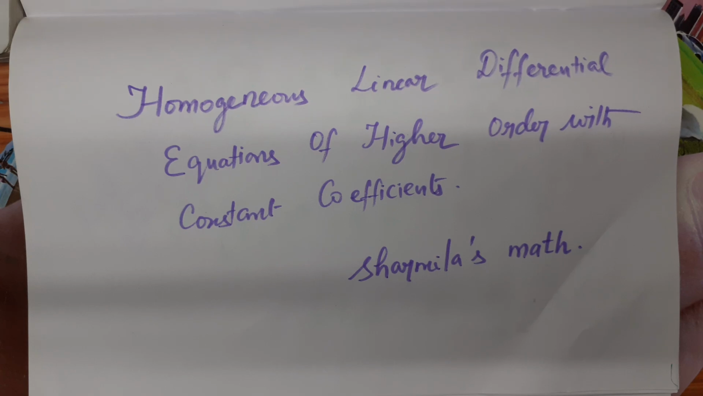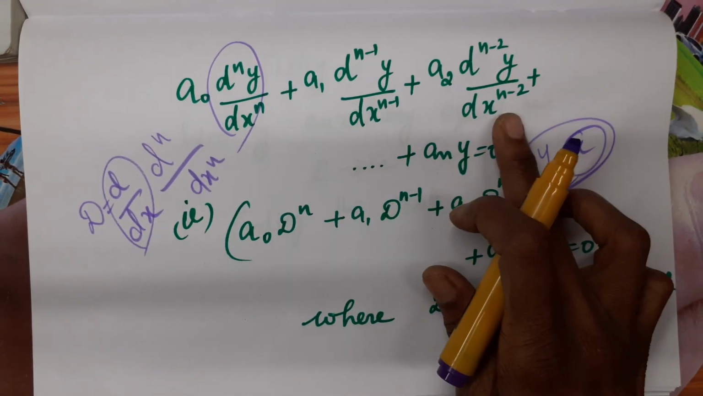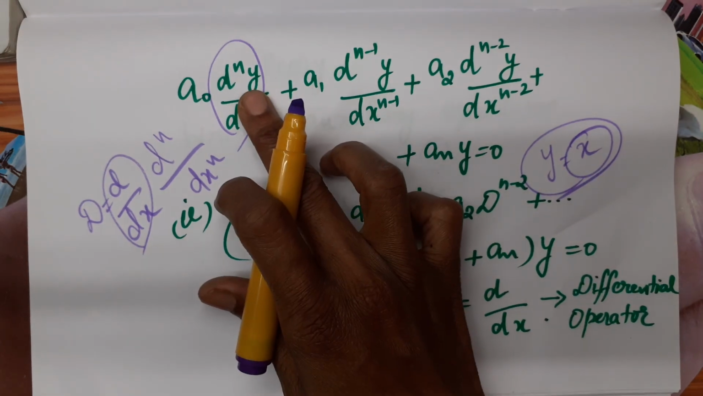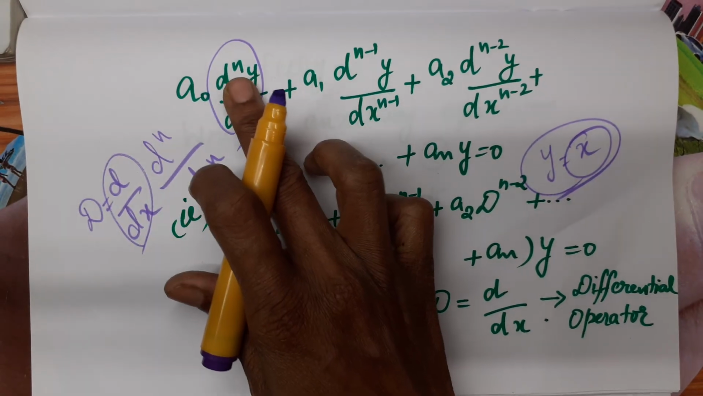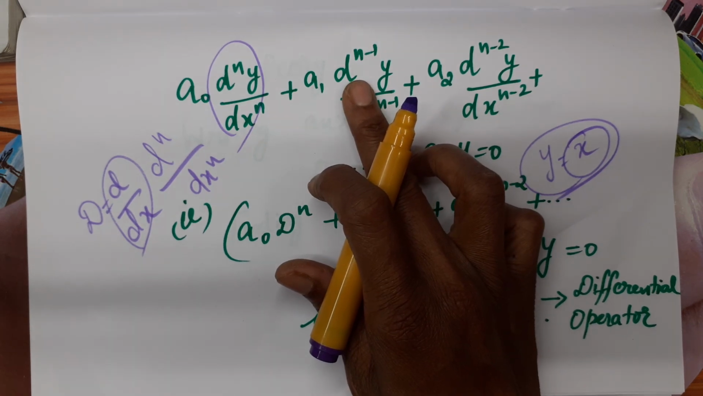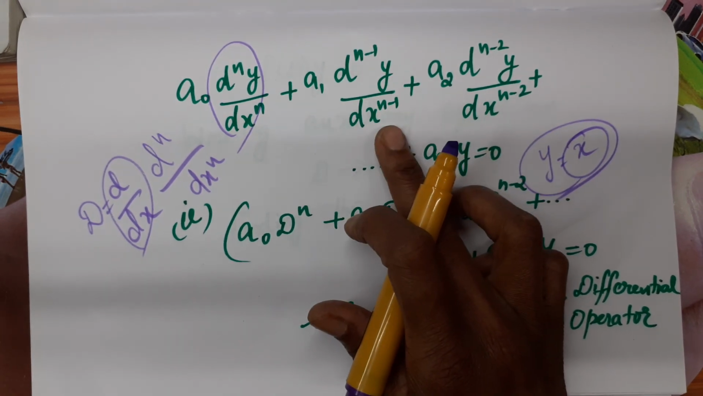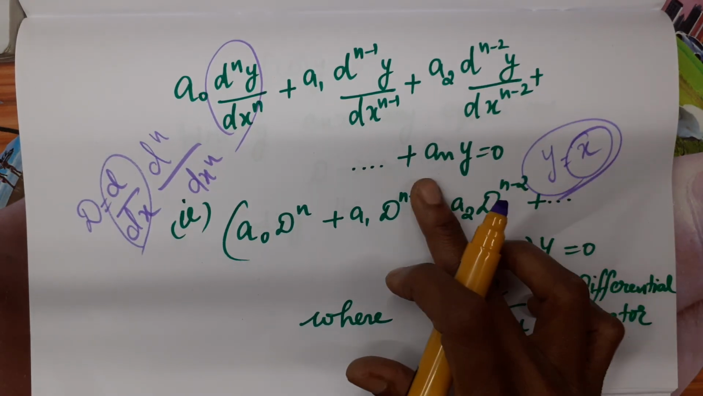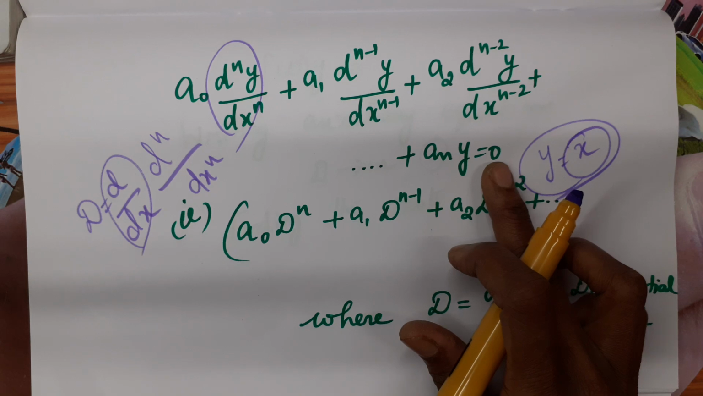Hello students, in this video we are going to see about homogeneous linear differential equations of higher order with constant coefficients. This is a general homogeneous linear differential equation. This is of order n: a0 d^n y/dx^n plus a1 times the (n-1)th derivative of y with respect to x, and this is the (n-2)th derivative, etc., up to an y equal to 0.